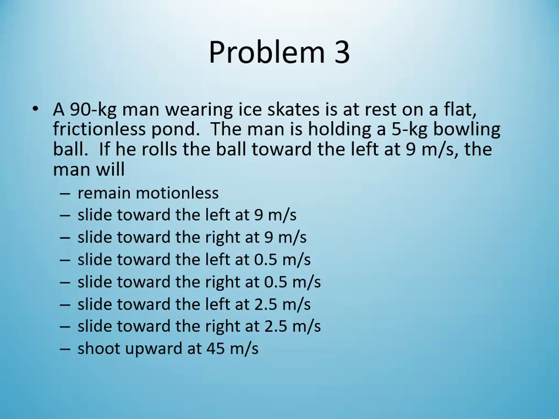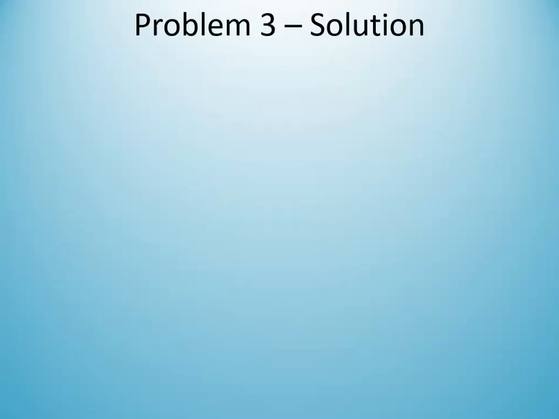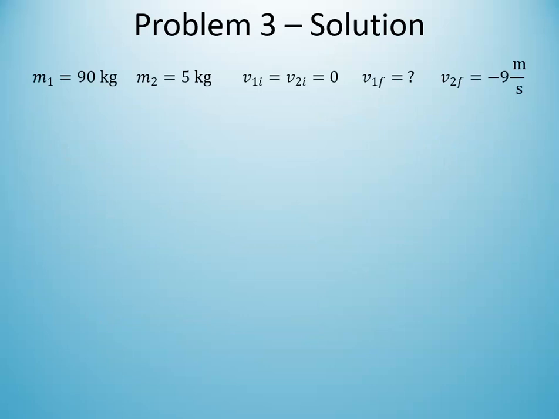So if he rolls the ball toward the left at 9 meters per second, what will happen to the man? So the answer to this is that the man is going to slide toward the right at 0.5 meters per second. So let's see how we got there. This actually requires a calculation. So we start off writing our givens down like good physics students, with our masses, our initial velocities. Our final velocity is the one that is unknown, so we designate it with a question mark. And the final velocity of the thrown object is 9 meters per second, opposite to the man.